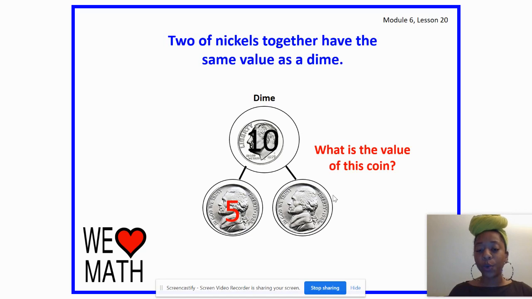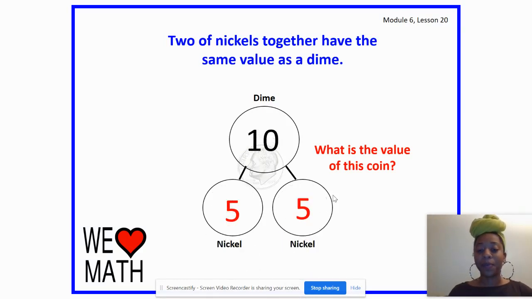So if I put two nickels together, what would those equal? You're right. Two nickels is the same as one dime. How do we know? Two nickels is the same as one dime because they both have the same value. Good job. Two nickels together have the same value as a dime.